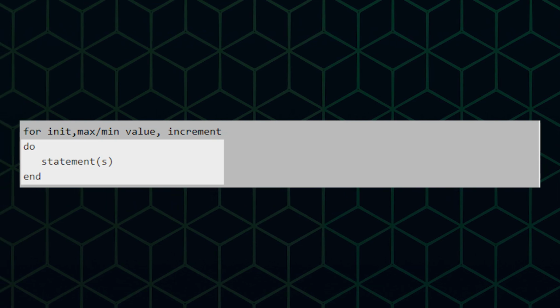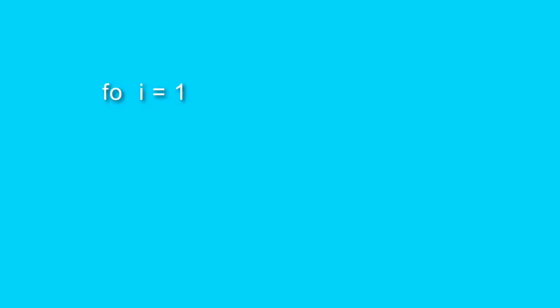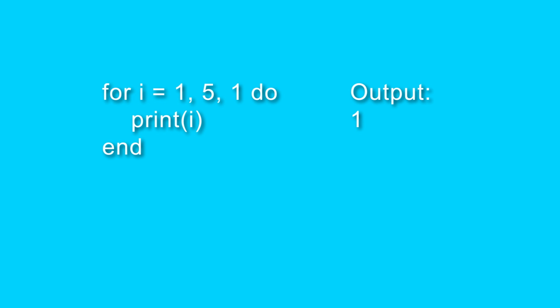Let's look at an example for clarification. We set the init value to 1, the max value to 5, and the increment value to 1. If we simply print out the value of I every time the loop runs, we can see that it starts at 1, which is the init value, then increments by 1 every time, which is determined by the increment value. Finally, the loop ends with 5 because then the max value has been reached.